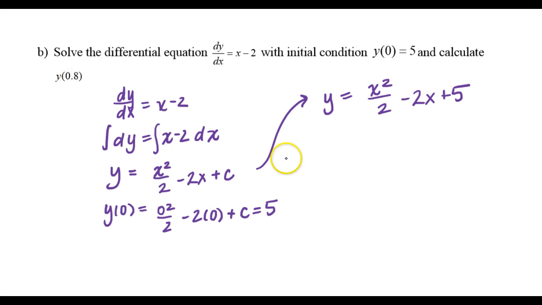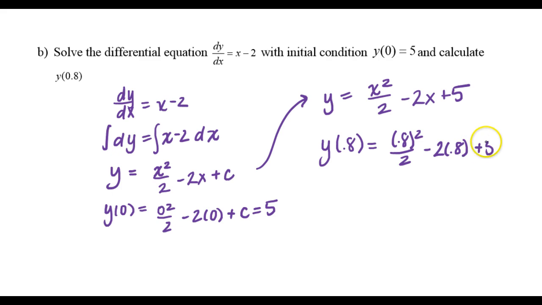So if I want y of 0.8, I can substitute 0.8 into my x values. So I'm going to have 0.8 squared over 2 minus 2 times 0.8 plus 5, which equals 3.72. So y of 0.8 is exactly 3.72, and using our two-step Euler's method approximation, we said y of 0.8 was approximately 3.56. So that's not too far off for using Euler's method with 0.4 as my step size and only using two approximations as opposed to solving the differential equation.